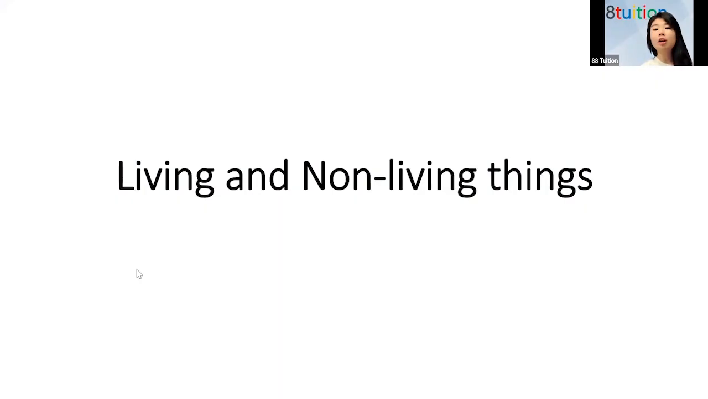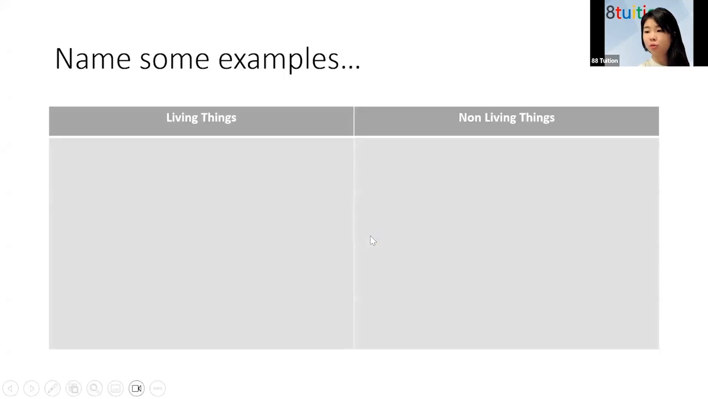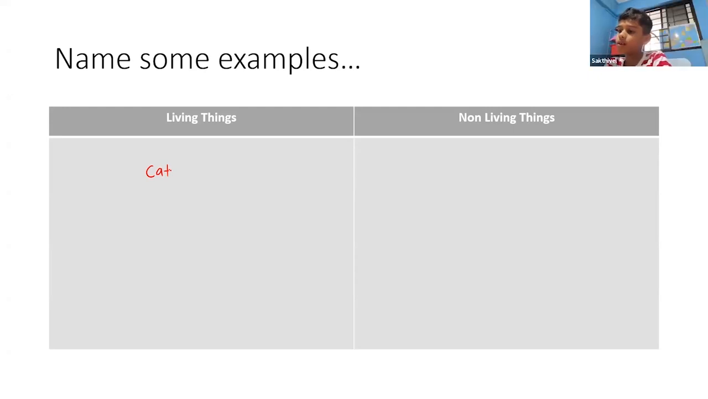Okay, so first, living and non-living things. Let me just ask you, can you give me 2 examples of living things? Cat. Okay, good. Something else, something that's not an animal. Human. Human is also an animal. How about something else? Another type of living thing that's not an animal. Plant. Okay, great.